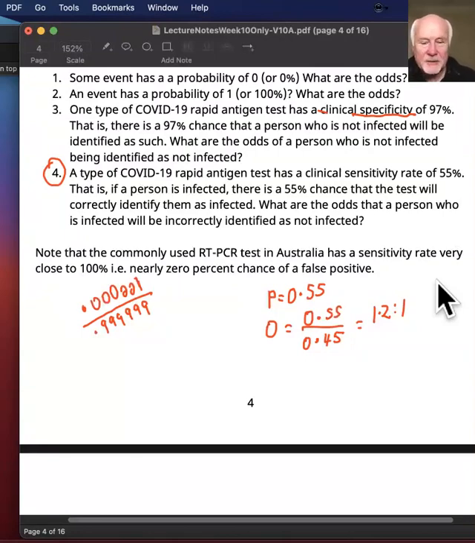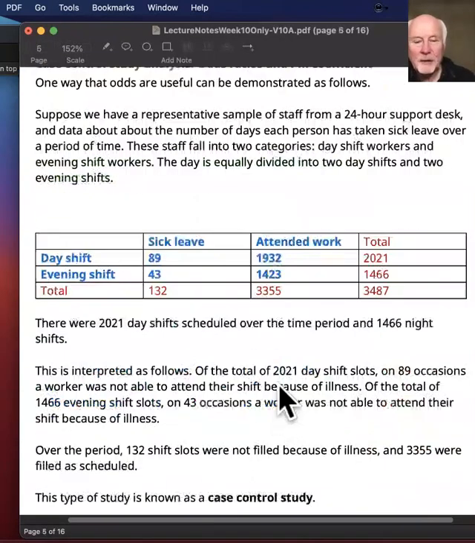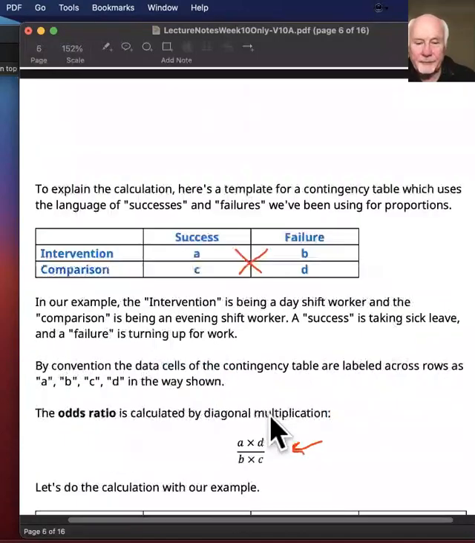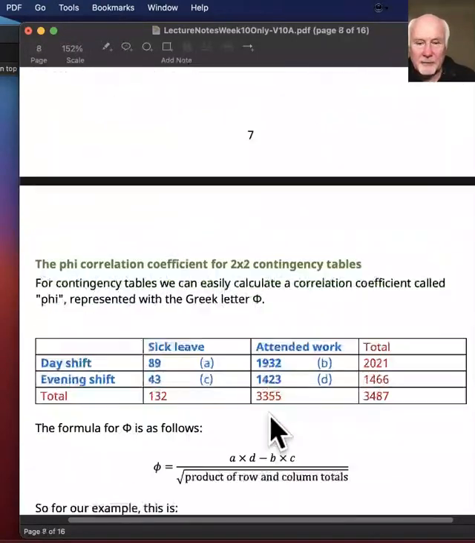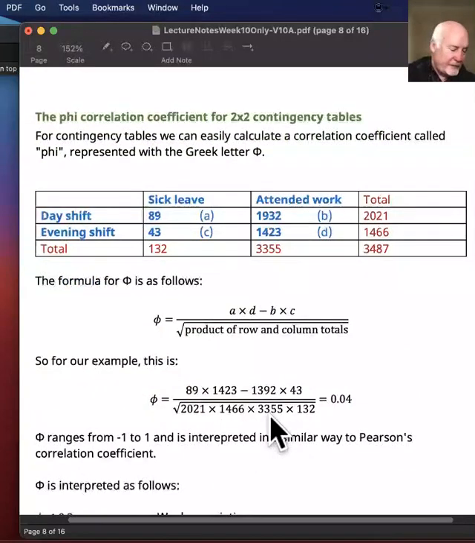Let's move on. Okay, so still sticking with this example, our contingency table, this is a case where we can actually calculate pretty easily a correlation coefficient.